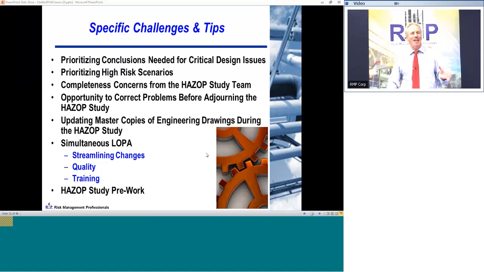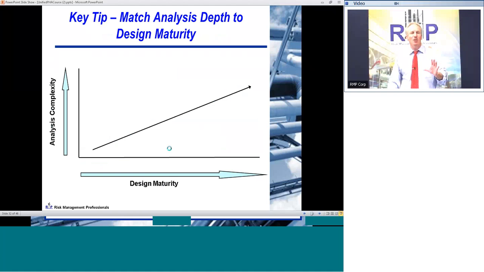Again, a key tip is to match the analysis depth with the design maturity. I'll say that again, critical concept. You want to match the analysis depth to the design maturity. So as you get information, or if one area is complete, that's fine. You can focus your energies there. You can either focus on the high-risk scenarios or get into all the depth if the design is mature enough.